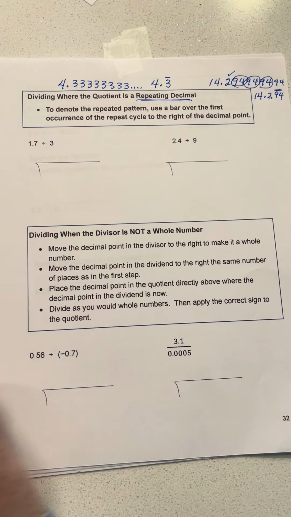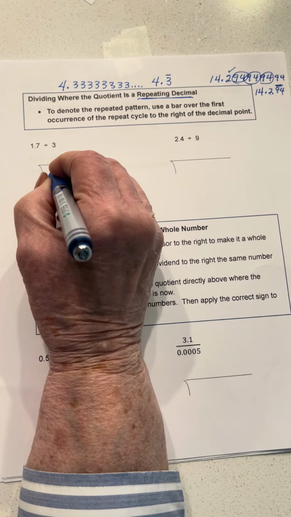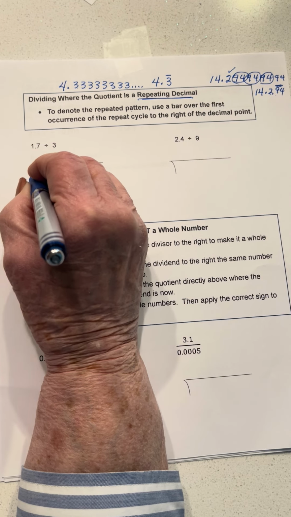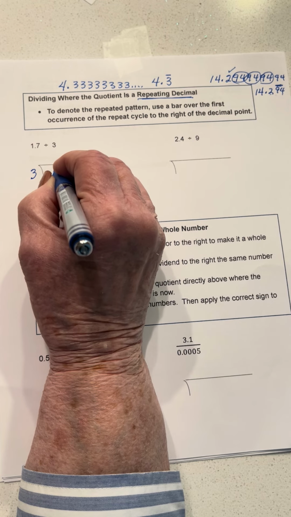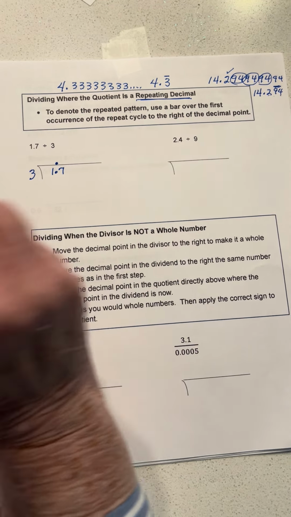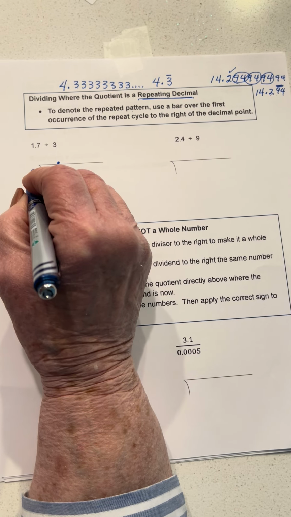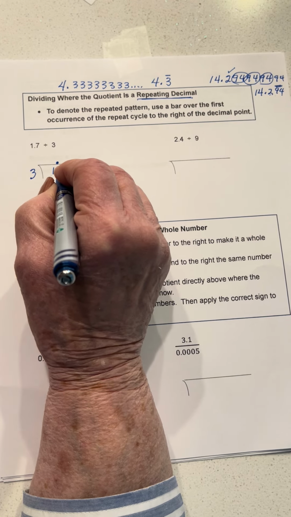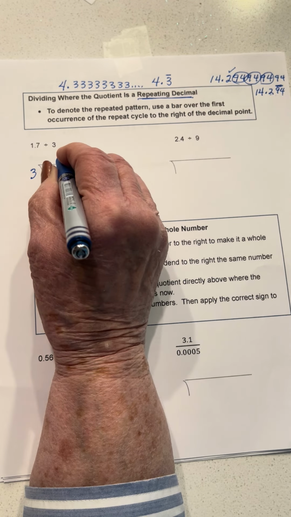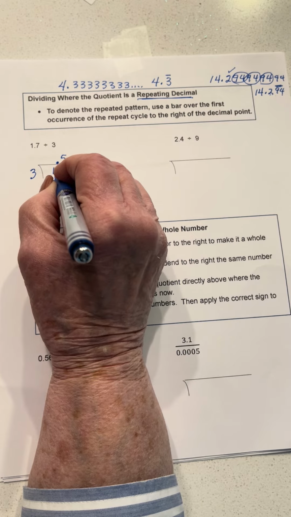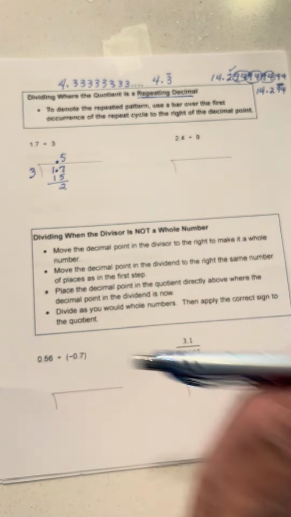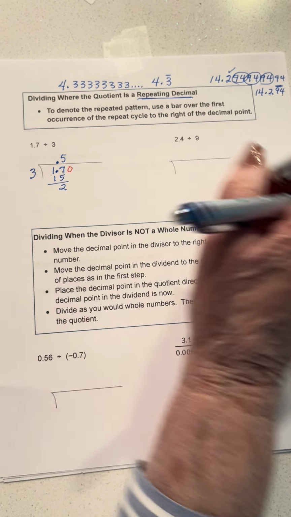So here we go. Let's divide. We have 1 7/10 divided by 3. I'm dividing by a whole number, so I know the decimal point goes right there. 3 won't go into 1. It goes into 17 5 times, which is 15. We're left with 2, and again, we're going to be adding zeros.